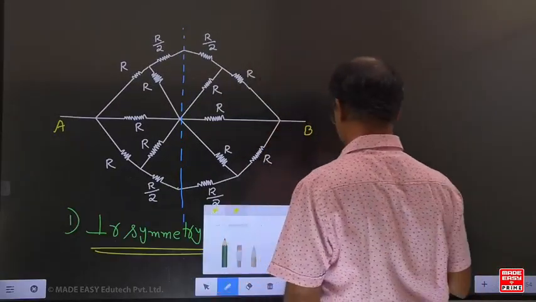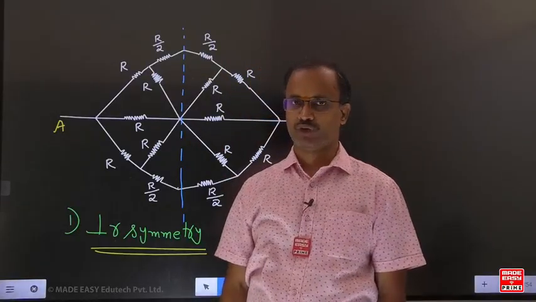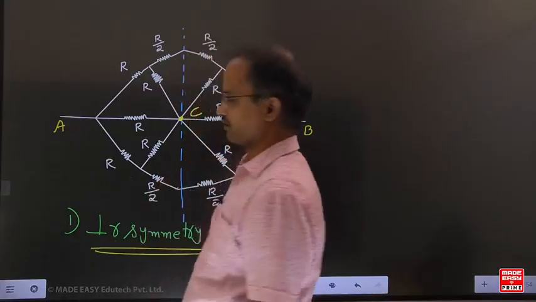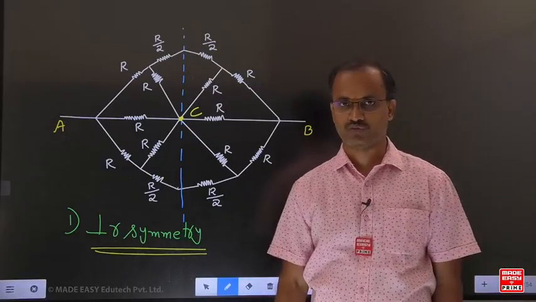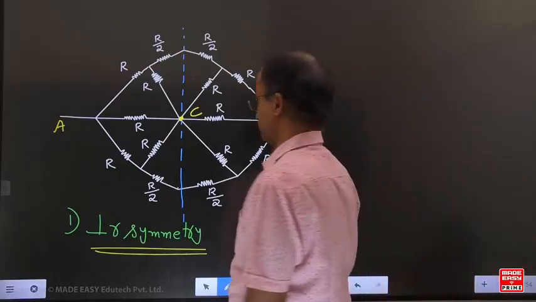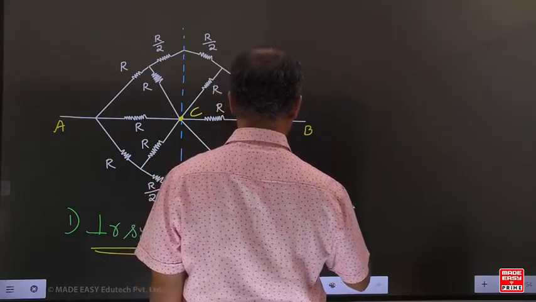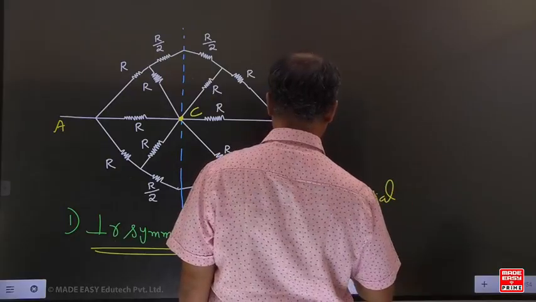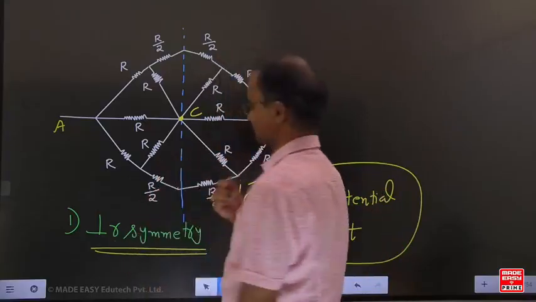According to this perpendicular symmetry, whenever you are indicating a dotted line, if any joints are present, we can name that as an equipotential point. If any joints are there, we can name that as the equipotential point. Now, in this example, the point C is named as an equipotential point.